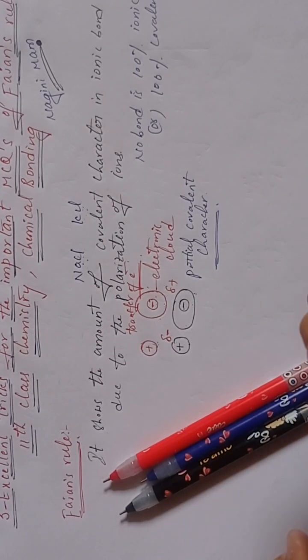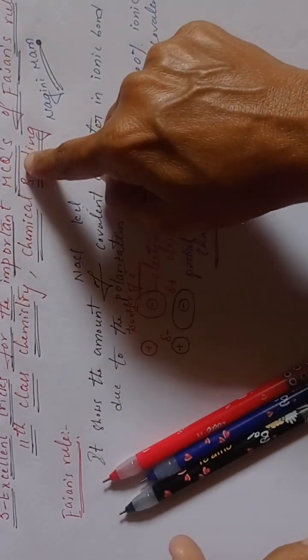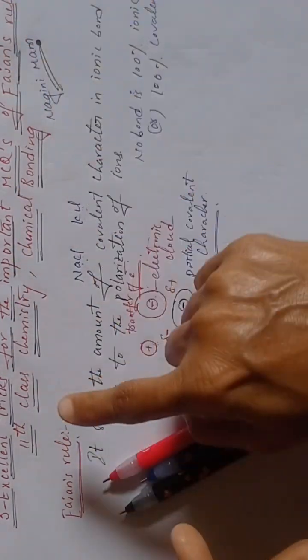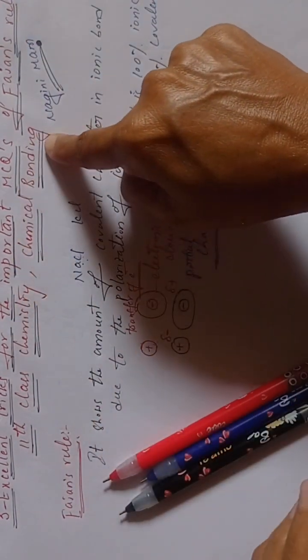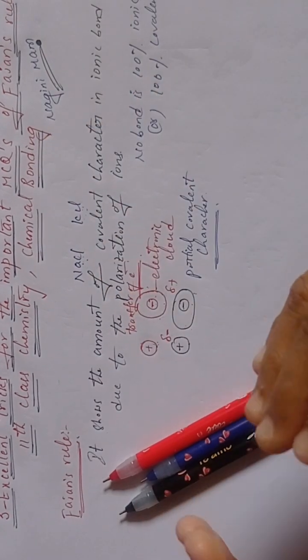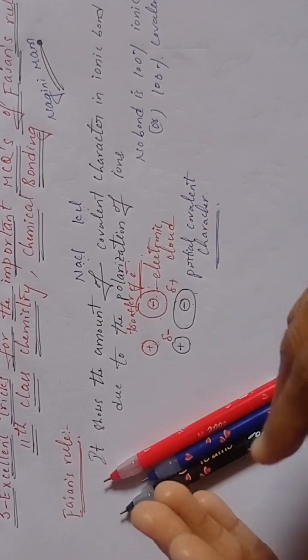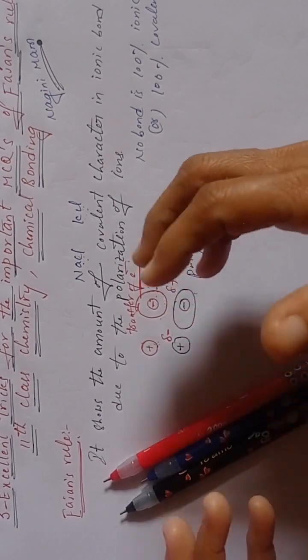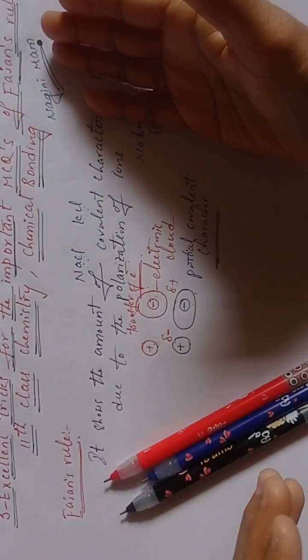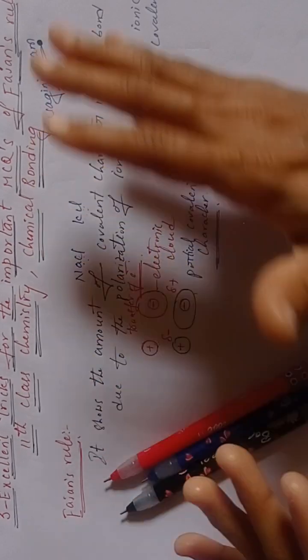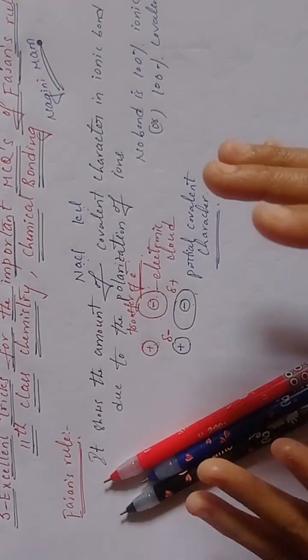In today's session, I am discussing 3 excellent tricks for the important MCQs of Fajan's rule, 11th class chemistry chemical bonding. After the end of this session, you will feel very easy to answer the MCQs of Fajan's rule. Definitely, you never lose marks based on this topic, students.